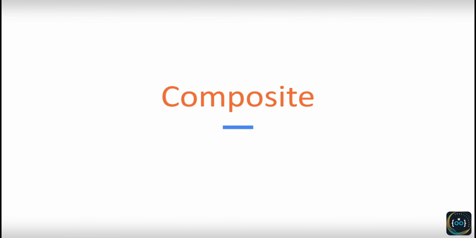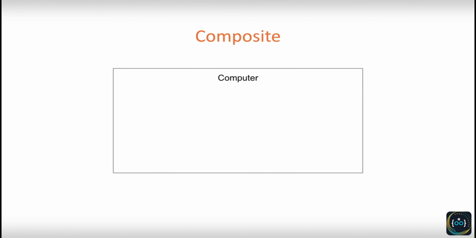All right, so the composite design pattern is often used when we need to apply a certain functionality to a structure in our code. And most often that structure is going to be a tree of components within our code, right? So let's have a look at a quick high-level example here.